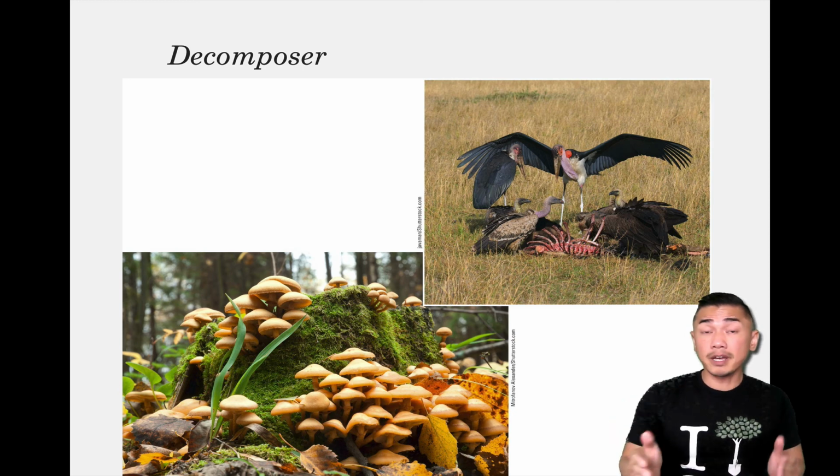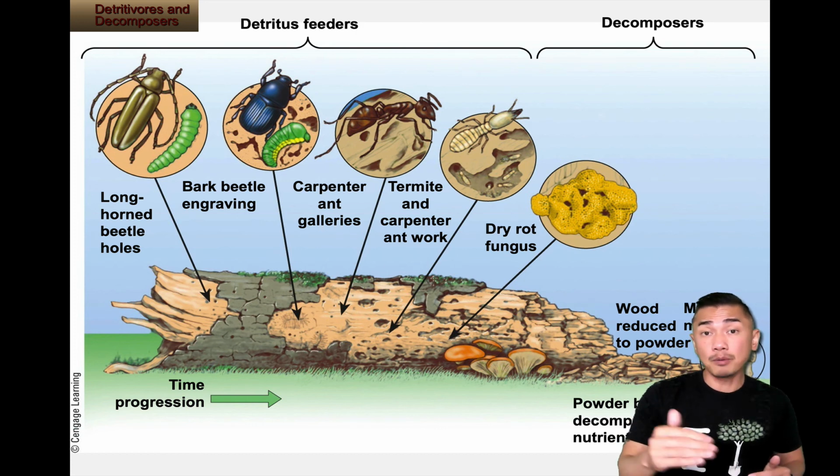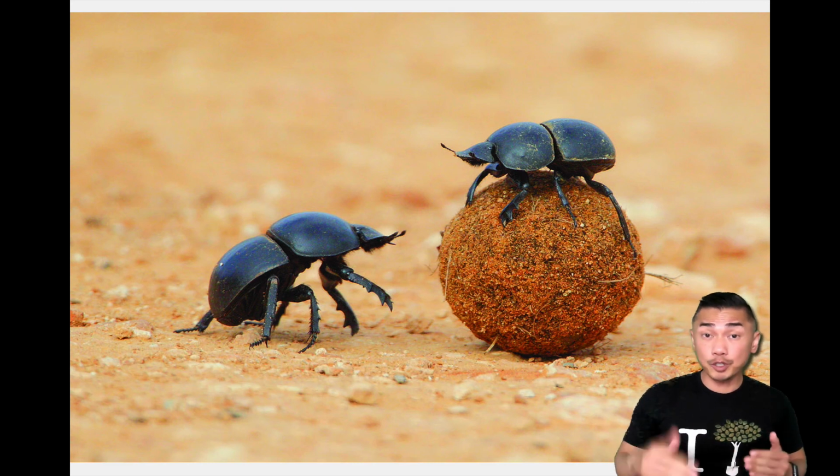In these photos, we have examples of decomposers and detritivores. The mushrooms on the left absorb their food and are decomposers. The two types of birds on the right are eating their food, and they're detritivores. You can have decomposers and detritivores feeding on the same thing. The fungus and the mushrooms are decomposers here. The beetles, the ants, and the termites are detritivores. These dung beetles are detritivores. Dung is dead organic material dropped by another animal.